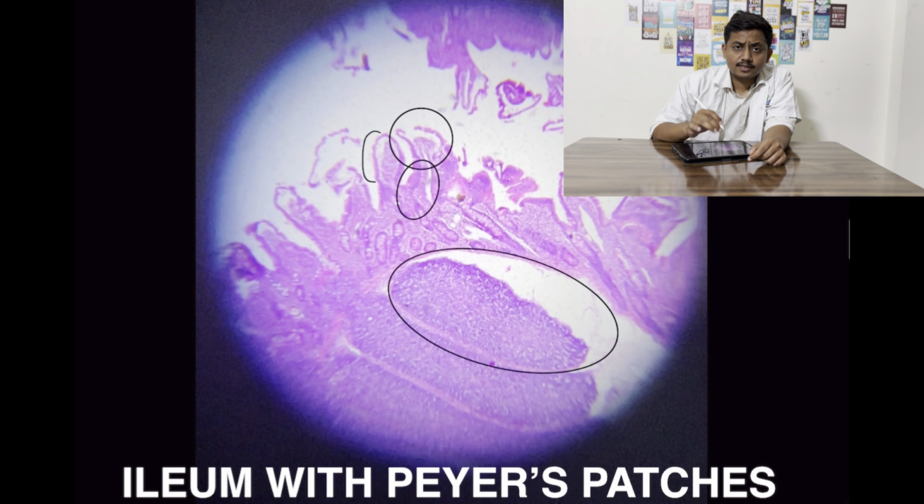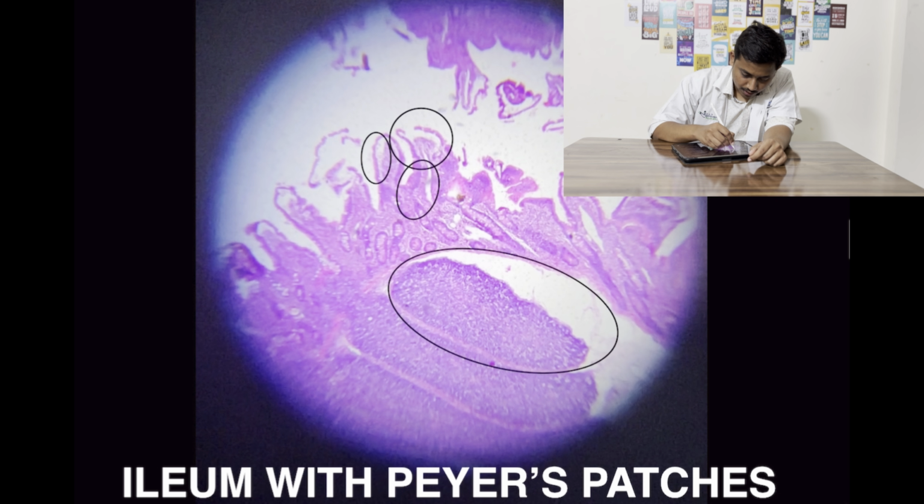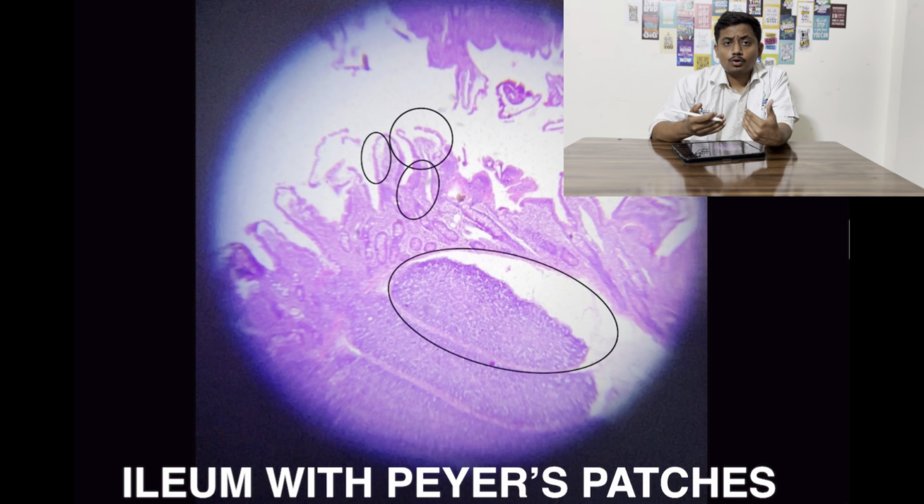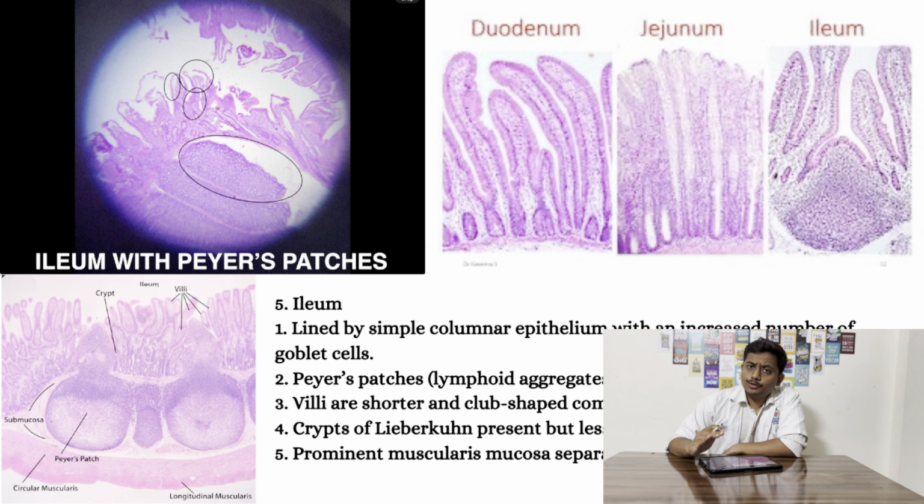The next part is the villi are shorter and club shaped which you can note over here. You can also see that the crypts are present but those are not that deep. The prominent muscularis layer separates the mucosa from the submucosa as it is a well developed layer in case of ileum. So don't forget to mention this point. So let's continue the sequence.